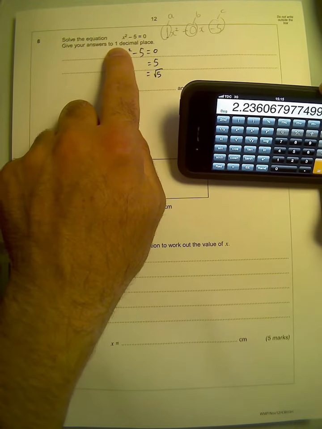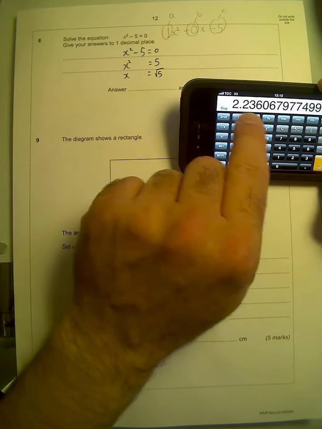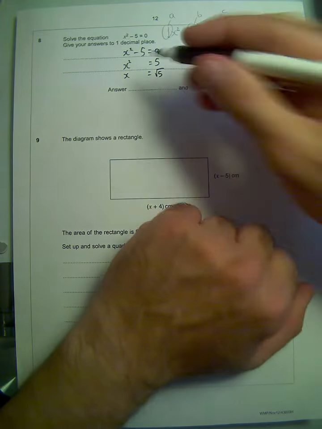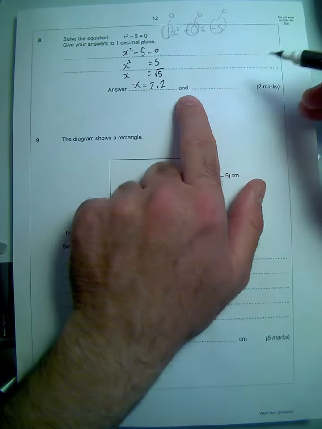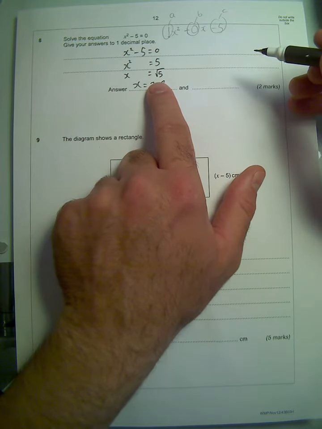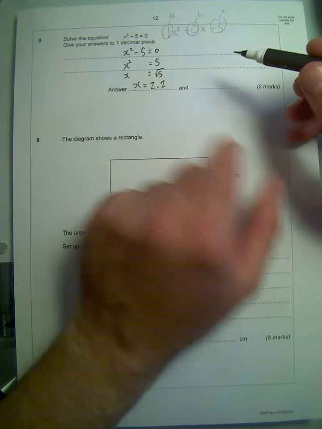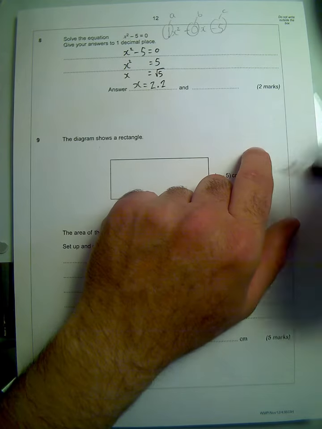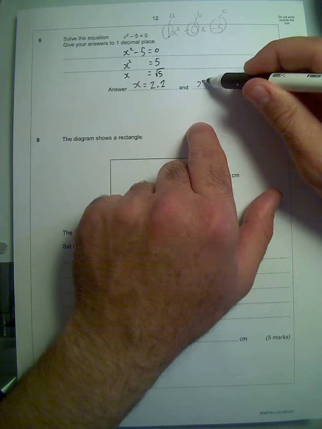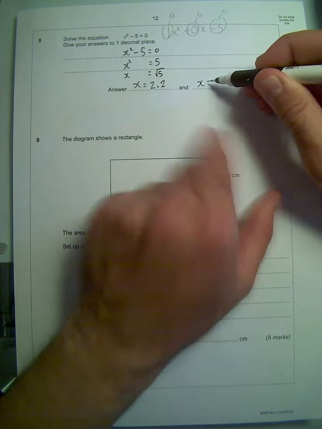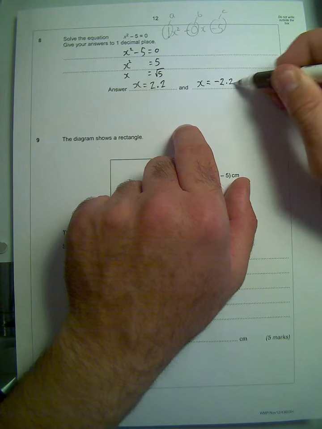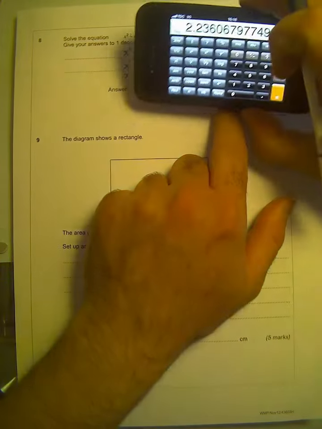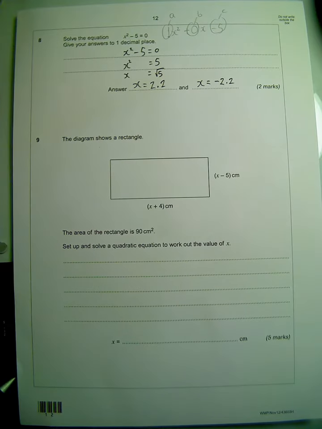2.2, I've got to give my answer to 1 decimal place. So 2.23 rounds down to 2.2. So the answer is x equals 2.2. It wants 2 answers. Well, a square root can be plus or minus because plus times plus makes plus and minus times minus makes plus. So the square root of 5 is not only 2.2 something, but also minus 2.2, because that number multiplied by itself will make 5 as well.